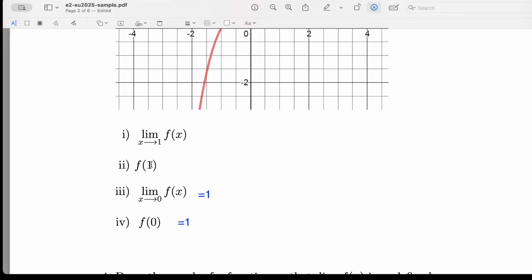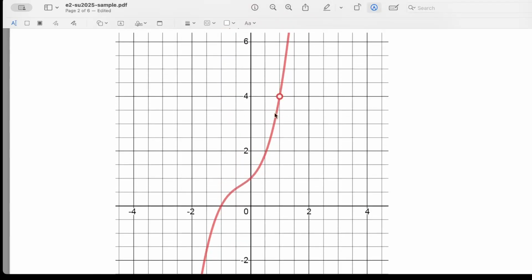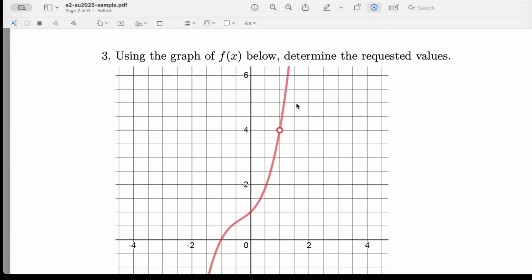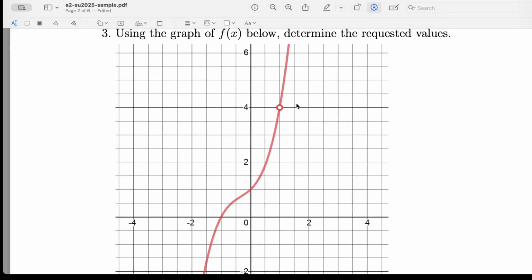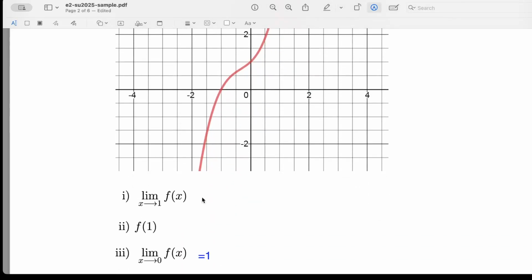Now, the value at 1 and the limit as x goes to 1 are a little harder to think about. See, we've got that hole drawn in the graph. That open circle tells you that when x is 1, the value isn't this number. But if you look above and below there, you don't see any filled-in dots either. That means the function just can't give an answer when you put in the input 1. That means f at 1 here is undefined.